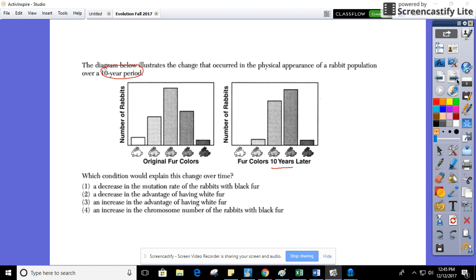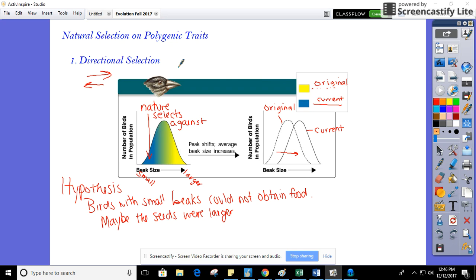We're going to look at polygenic traits. Three things can happen. Directional selection is a result when nature selects against one extreme. So in this case, the small beak size. Students in class hypothesized that maybe birds with smaller beaks could not obtain food because seed size got larger. Whatever the case, what you see is a shift in beak size. So there's no longer smaller beak size, but over time, we notice larger beak sizes.